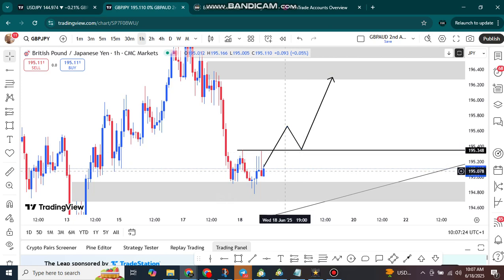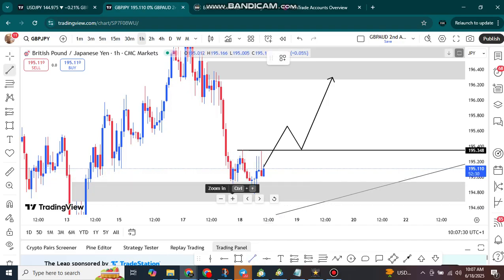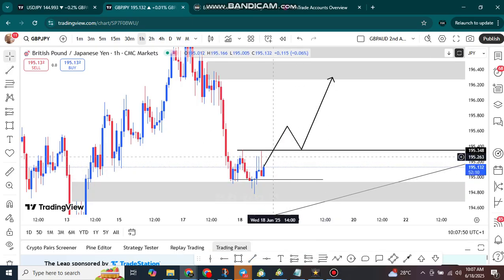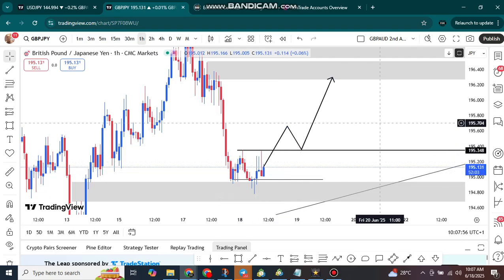So as of now, there is no trade on GBPJPY because we are in a lower time frame consolidation, because price is just moving between these two areas like that. So as of now, we don't really have a trade on GBPJPY, but in the afternoon we may have a trade on GBPJPY. There's more to say during the news at 7 p.m.